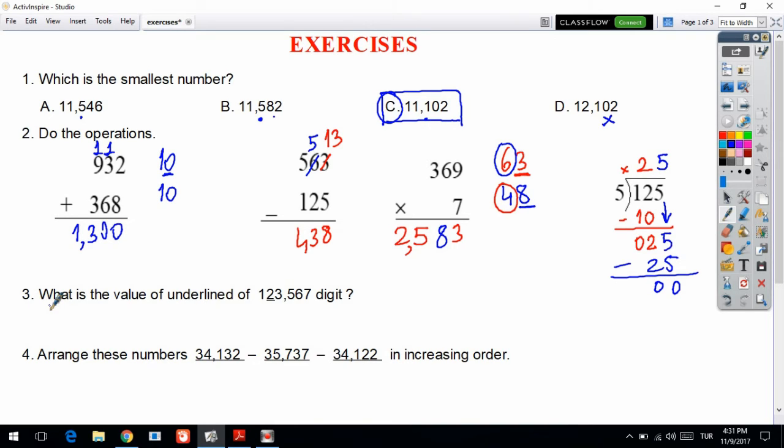Now let's see question 3. What is the value of the underlined digit of 123,567?